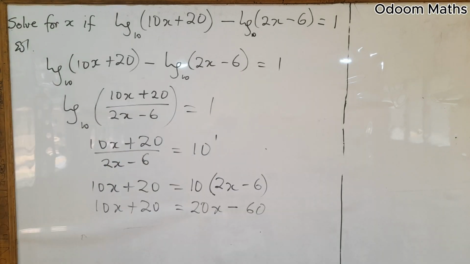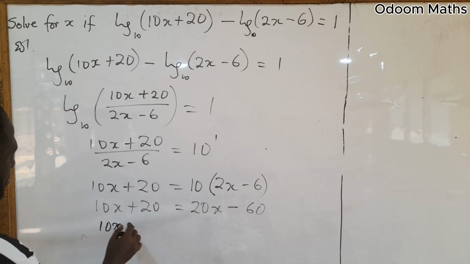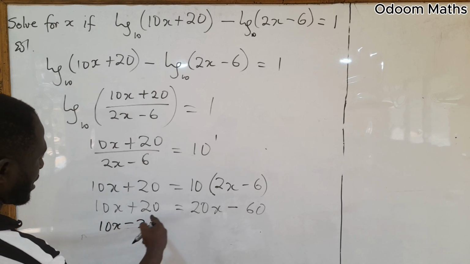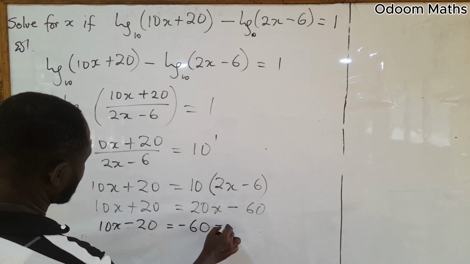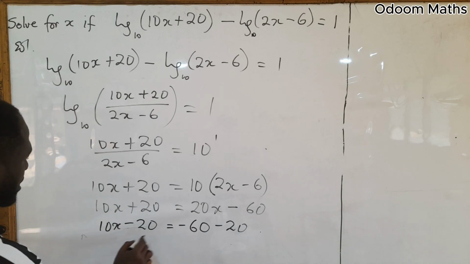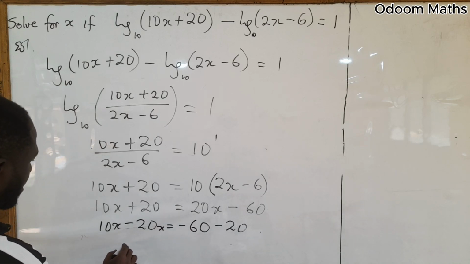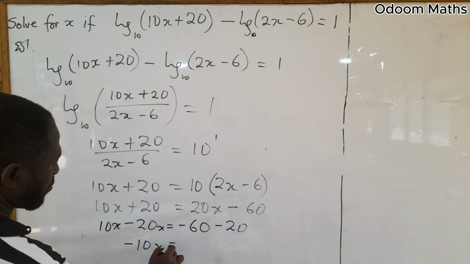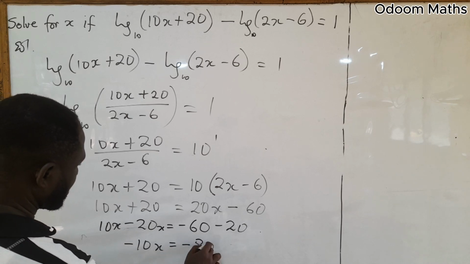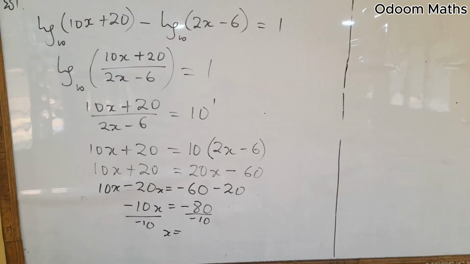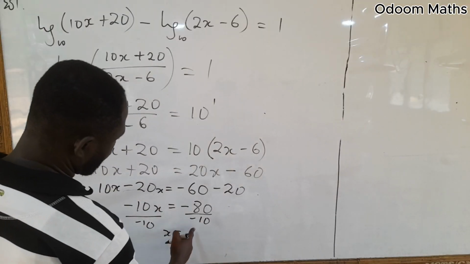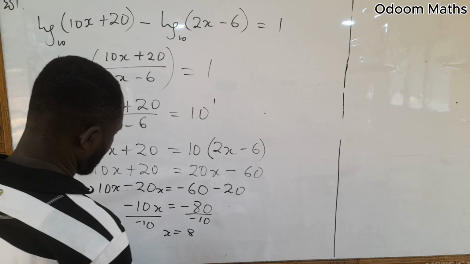Okay, so now let me group like terms. So 10x minus 20, this is coming here and this will go there, equals negative 60 minus 20. So this is 20x. So this is negative 10x equals negative 80. Then we divide both sides by negative 10. So x becomes 8. Okay.